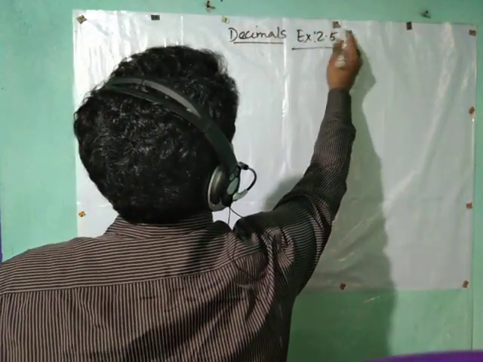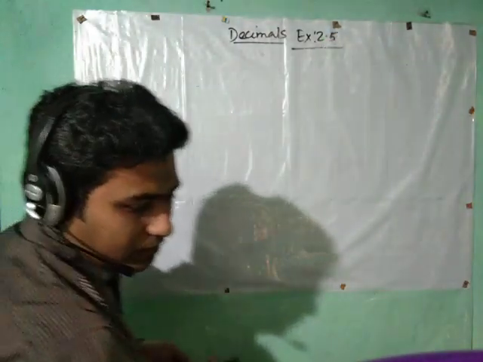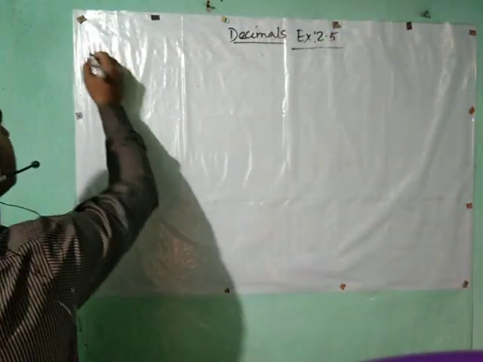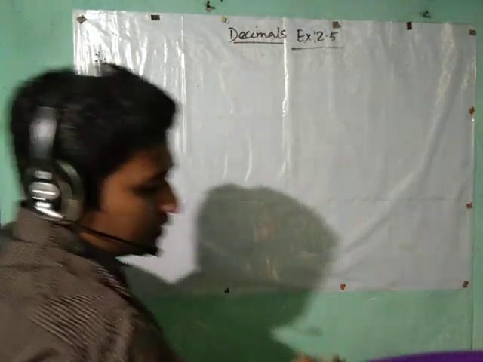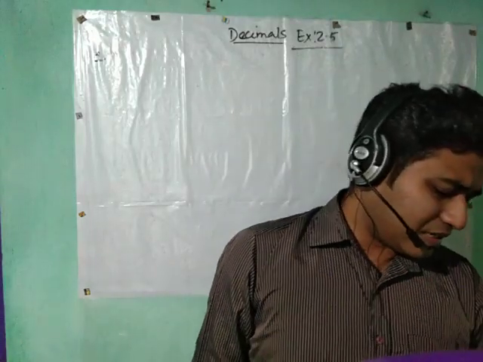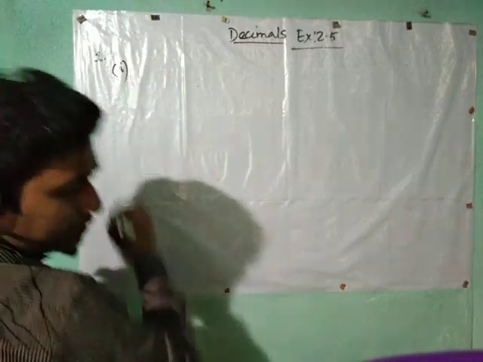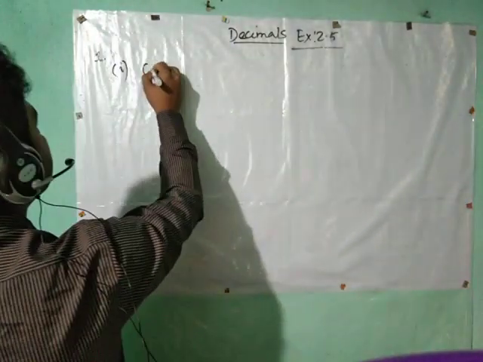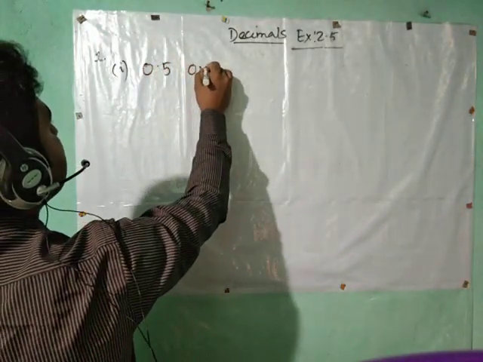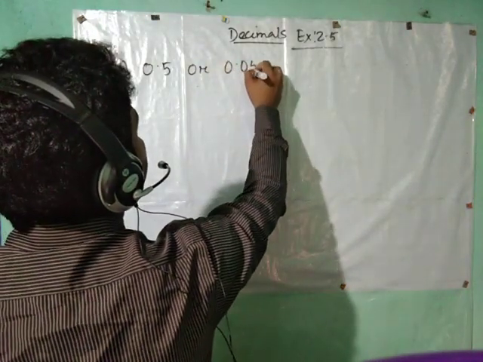Now exercise 2.5. Come to exercise 2.5. Okay, it is now 2.6, 2.5. Now in exercise 2.5, question number 1. What is in question number 1? In question number 1, you are asked which is greater. Now you will tell me which is greater. Let me do the first one. Number 1, what is there? 0.5 or 0.05.